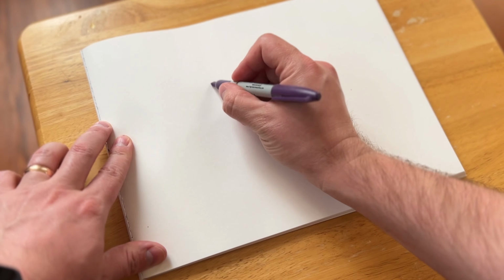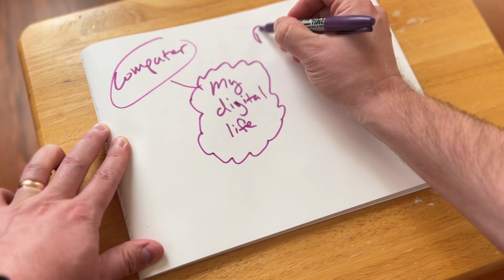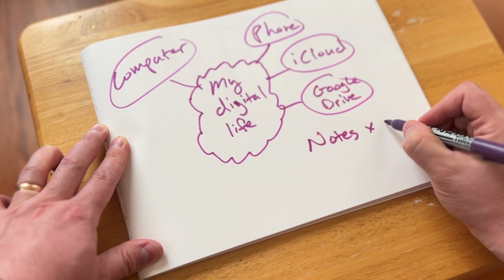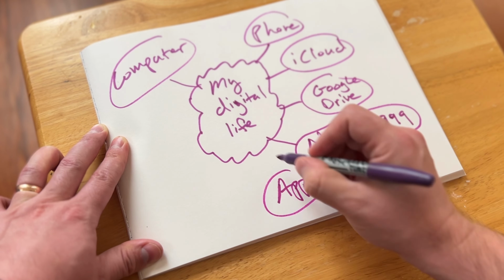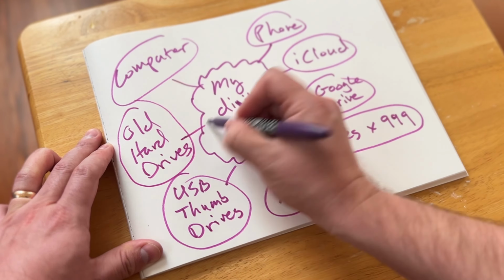I don't know about you, but my digital life is an absolute mess. I have files everywhere. My computer, my phone, my iCloud, my Google Drive, hundreds of notes across multiple note-taking apps, random USB thumb drives in different drawers, and old hard drives that I just might never look at again, and the files and the photos and everything else just keep coming.